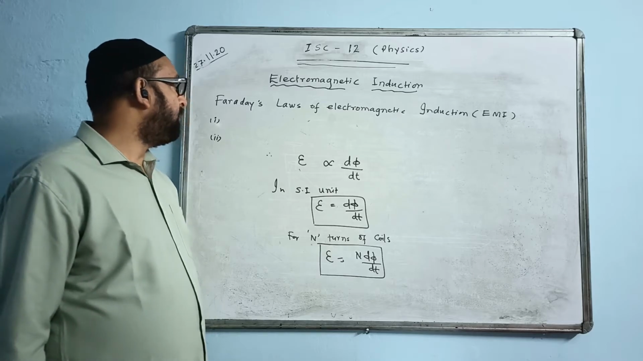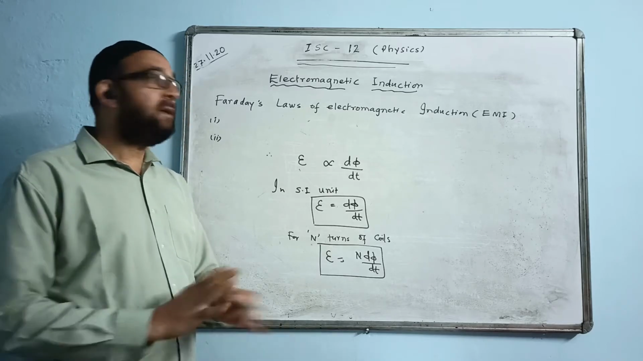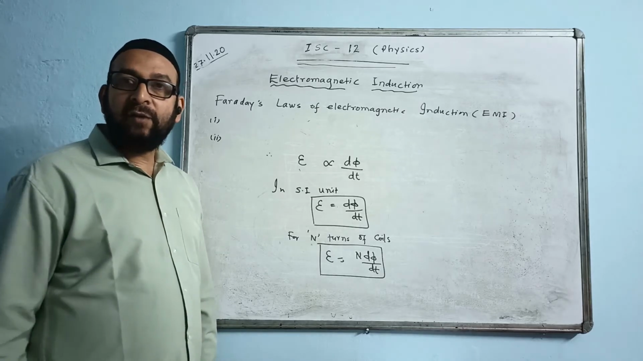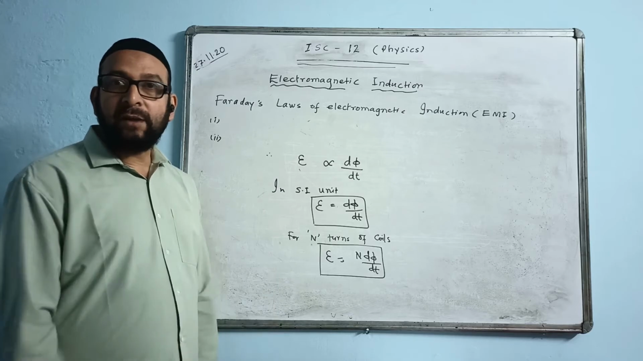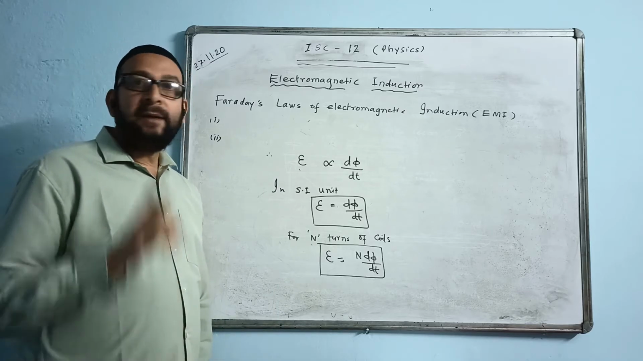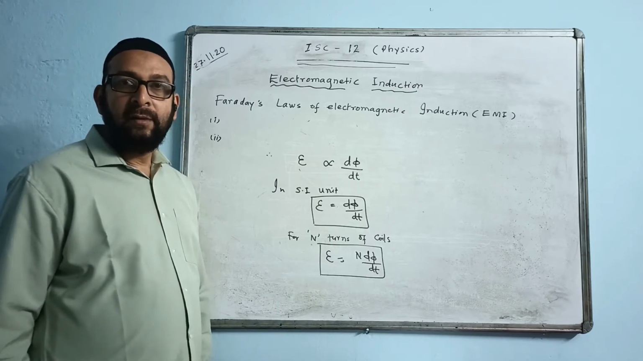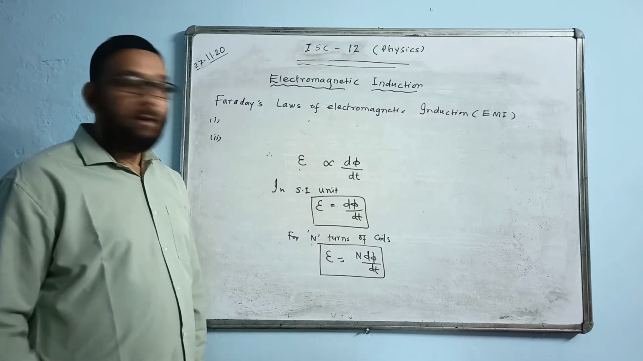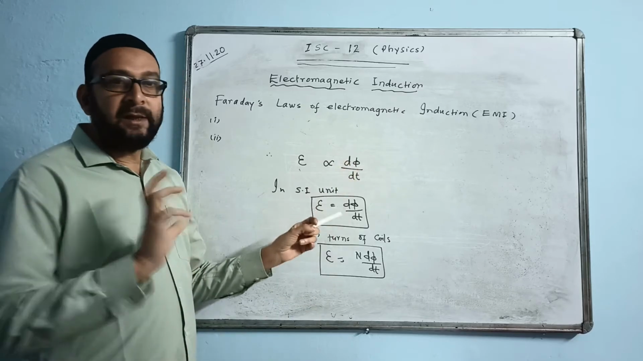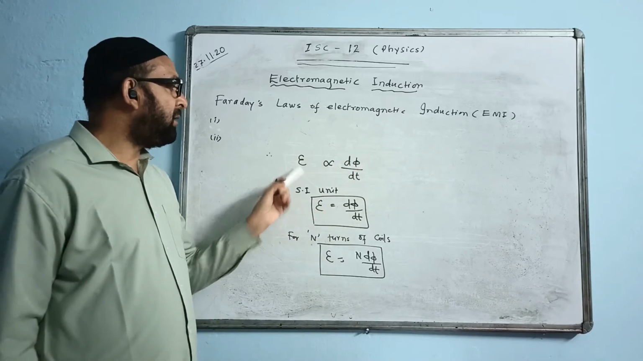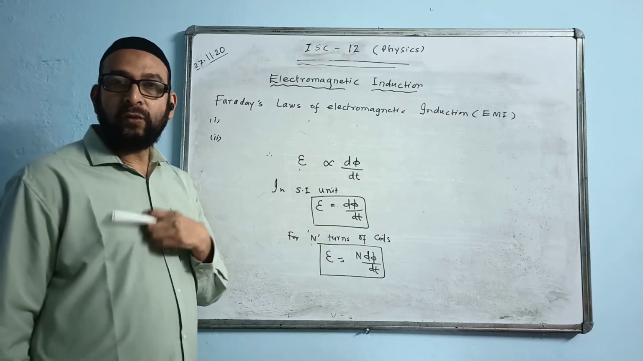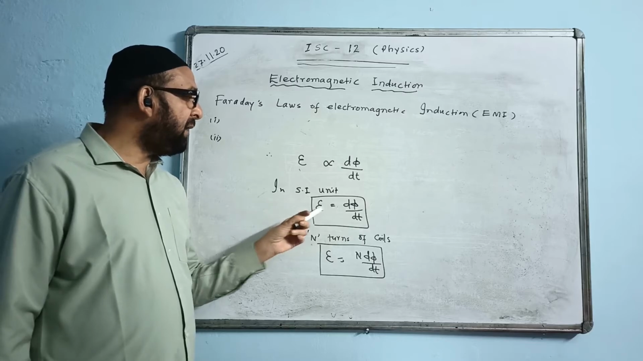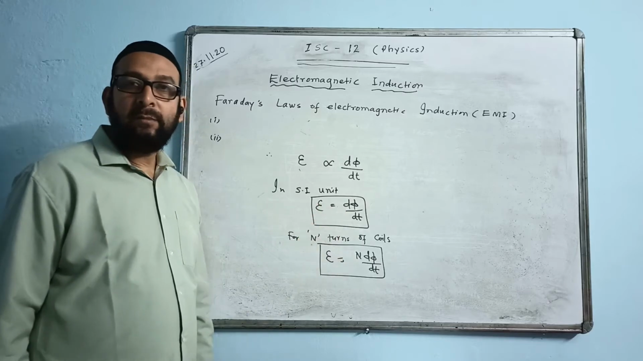The two laws. Number one gives the definition of EMI. Whenever there is a change in the magnetic flux linked with the coil, there will be an induced EMF and current in the coil, and this phenomenon is called EMI. And the second one: the greater the rate of change of flux, the greater is the magnitude of EMF produced. That means in SI unit E equals d phi by dt.